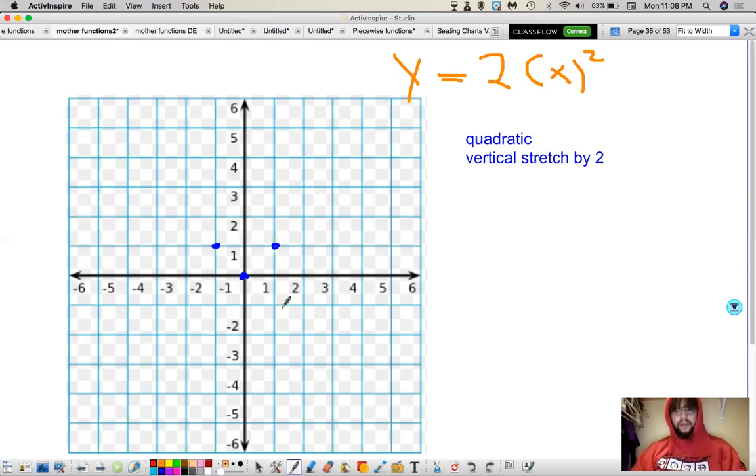Vertical stretch of 2. Yeah, here we go. What is my y value here? It's 1. So I multiply 1 times 2, which is 2. So my y value doubles. My y value here is 0, so 0 times 2 is still 0. 1 times 2 is 2. So this is going to be my new mother function.